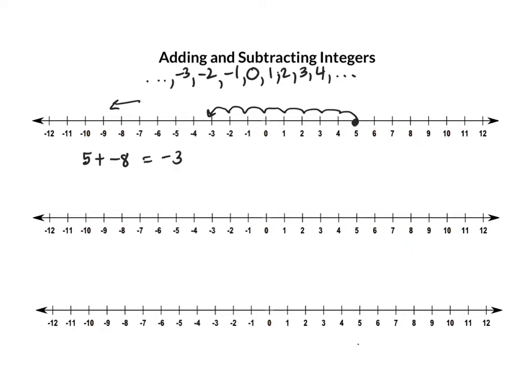Another example. If I ask you to add 10 plus -7, well, in this case I'd be starting at 10 and I'm going to go 7 in the negative direction. So if I count 7 in the negative direction, 1, 2, 3, 4, 5, 6, 7, I end up at 3.